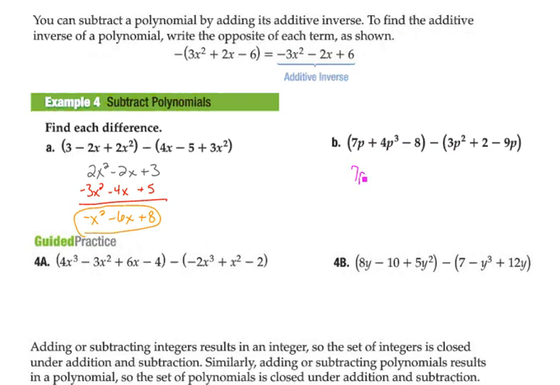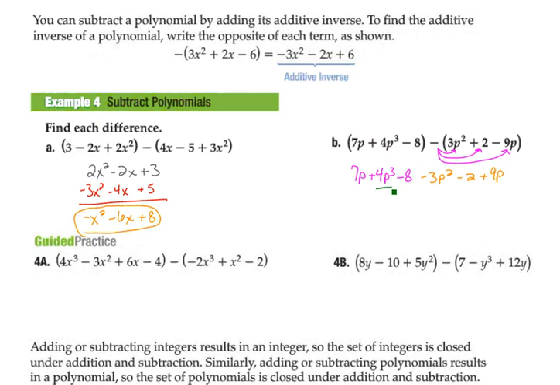I'm going to write out 7p plus 4p to the third minus 8. Then I'm going to tell myself that technically that negative is being distributed through to all of those. So I end up with a negative 3p squared, a negative 2, and a positive 9p. Then I combine like terms.